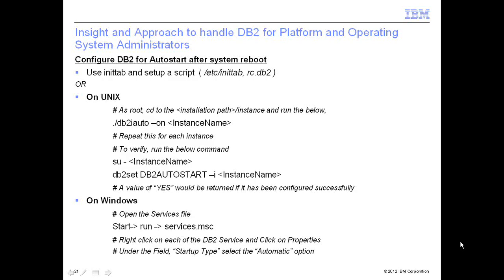So if you see here, you can validate whether your instance is up and running, whether it is configured for db2iauto, using the command specified here. On Windows, it is pretty simple, like any other application. Just go to Start, Run, and open services.msc. Just pick the service that you want to come up automatically. Right-click, go to Properties, and there is an option to enable automatic startup.